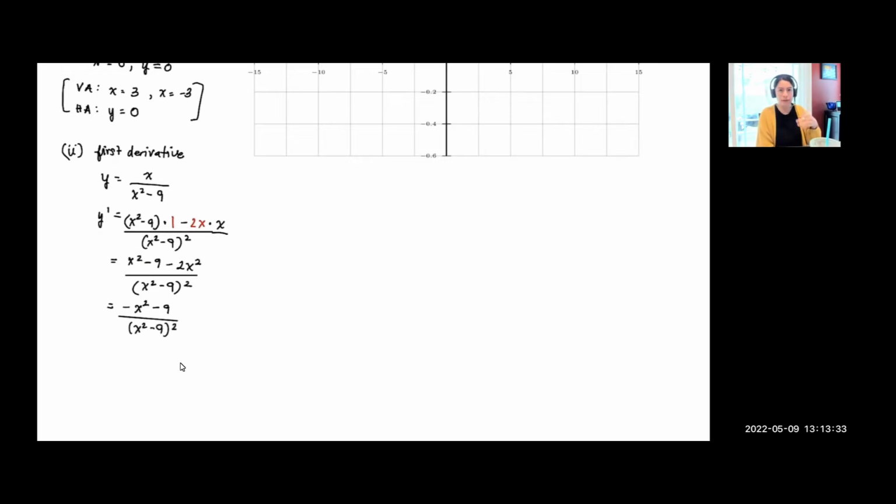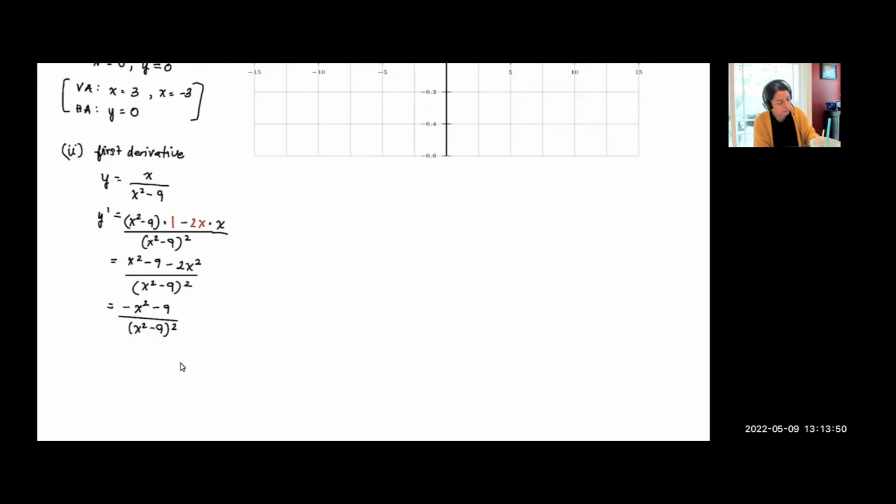I wouldn't reduce out a factor because of this negative x squared lingering. It's not identical to the denominator. The denominator has a leading term that's positive. So we just have to be pretty careful with that.